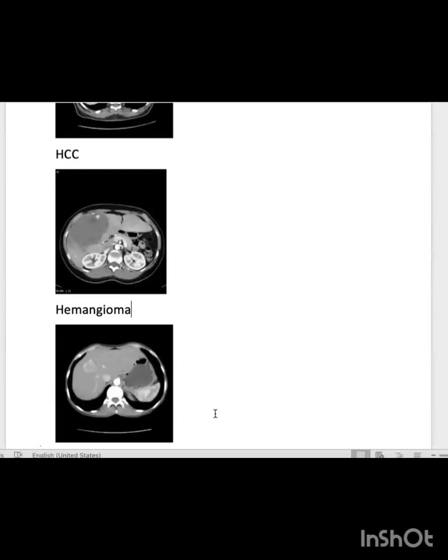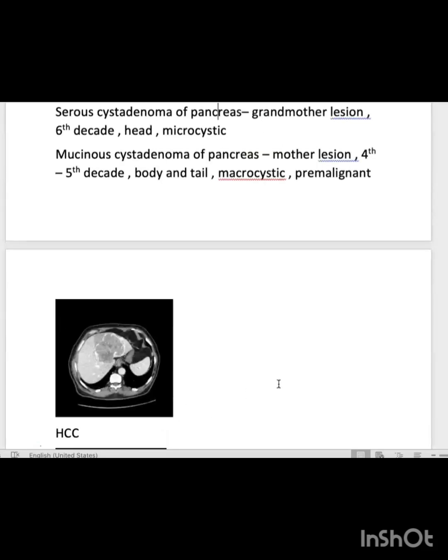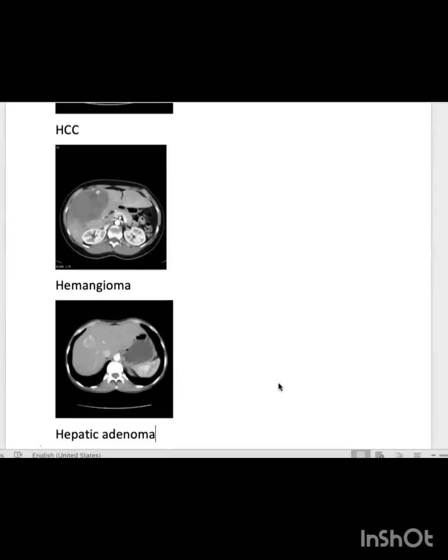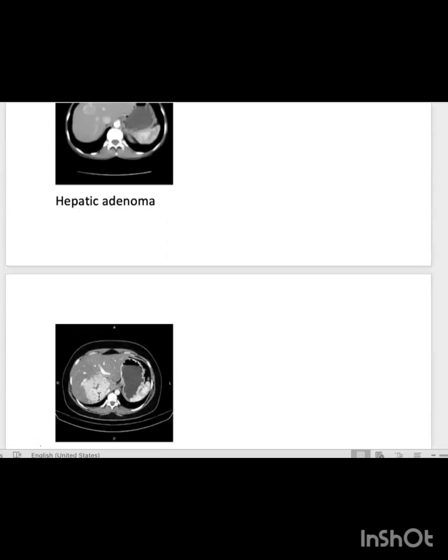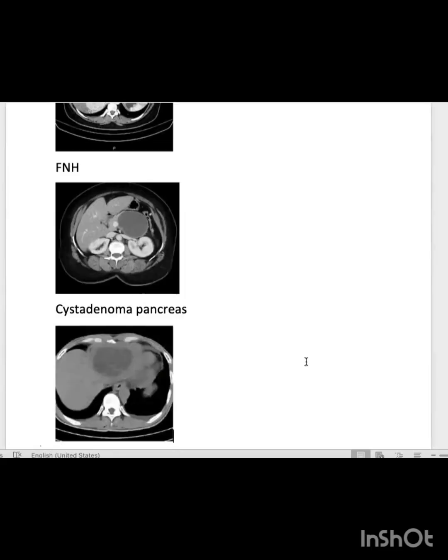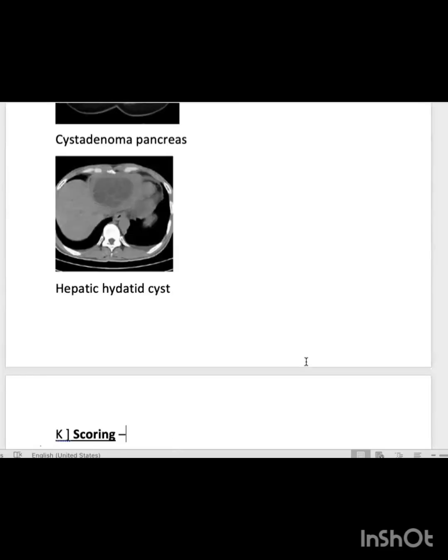So this is HCC. The next one is hemangioma. This one is hepatic adenoma. You can see a stellate scar, central scar. And this you can see a FNH. This is a cystadenoma of pancreas. And this is a hepatic hydatid cyst. As you can see, many dotted cysts.